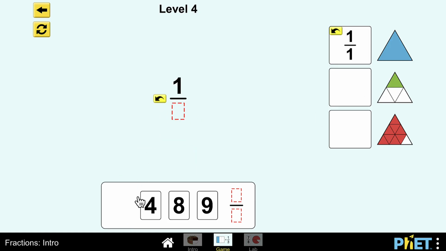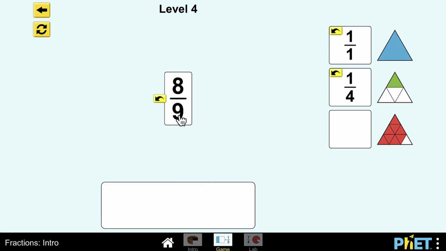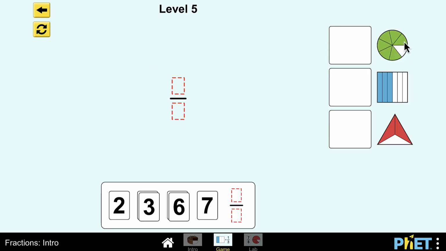1/1, which is 1 whole, is the first one. This is 1/4. What about this? This is all what's left, and it's obviously 8/9, and if you want you can count them. 8 colored out of 9 in total. Level 5, here I have 1, 2, 3, 4, 5, 6 out of 7.